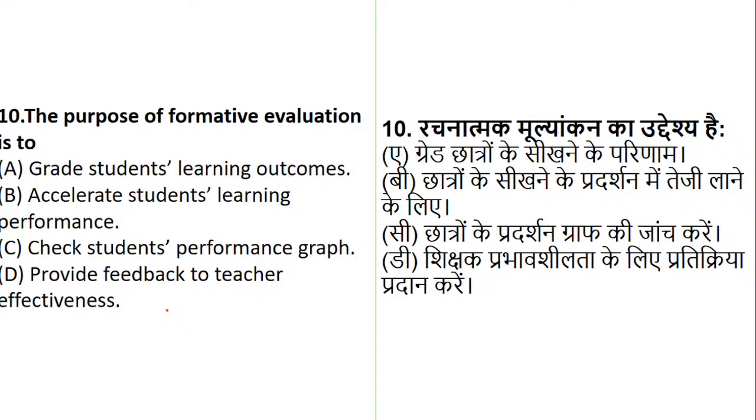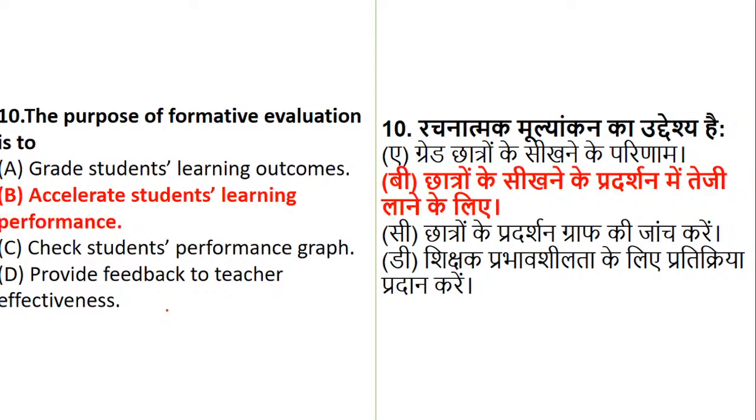Option number D, those who have answered must have hurried a little in reading the option. Read it properly. What is option number D? The right option is no doubt option number B. See option number D. It provides feedback, but did you read ahead to teachers' effectiveness? We are not talking about that. It provides feedback about the learner, not about teachers' effectiveness.